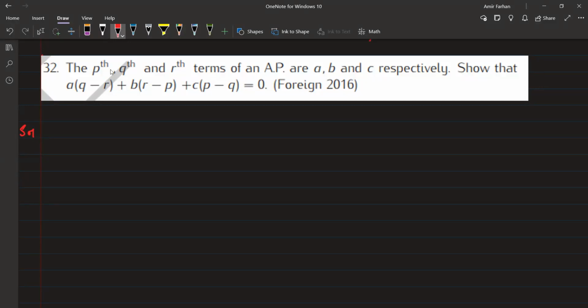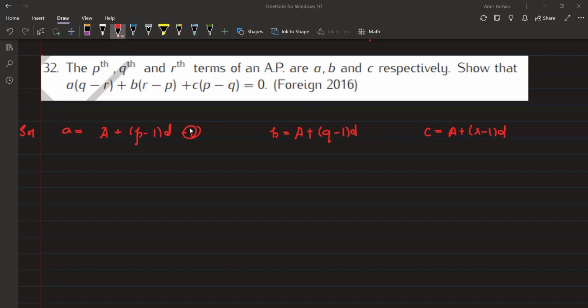Okay, so let's do our thing. The pth term is a. A is the first term, so a plus (p minus 1) into d is equal to a. Clear? This is your first equation. b is equal to a plus (q minus 1) into d. c is equal to a plus (r minus 1) into d. So these are the equations that we have formed.